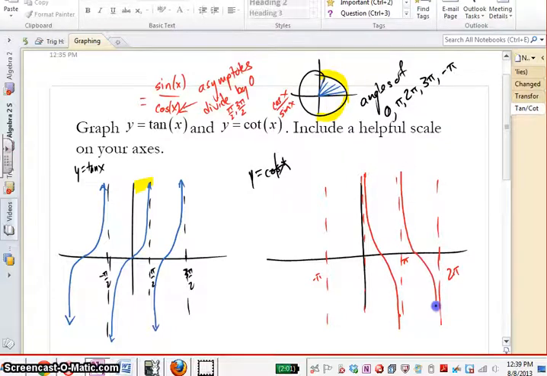And it will repeat in any period on the graph. Note here that for tangent, between negative pi over 2 and pi over 2, the period is pi, and the same thing is true on cotangent. The period from 0 to pi is also pi.